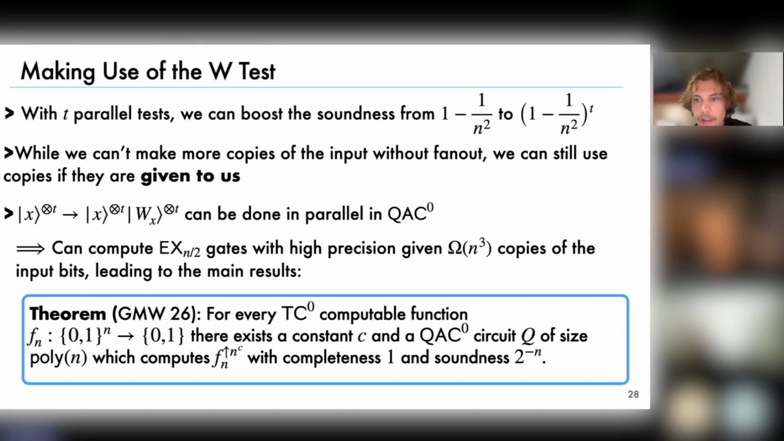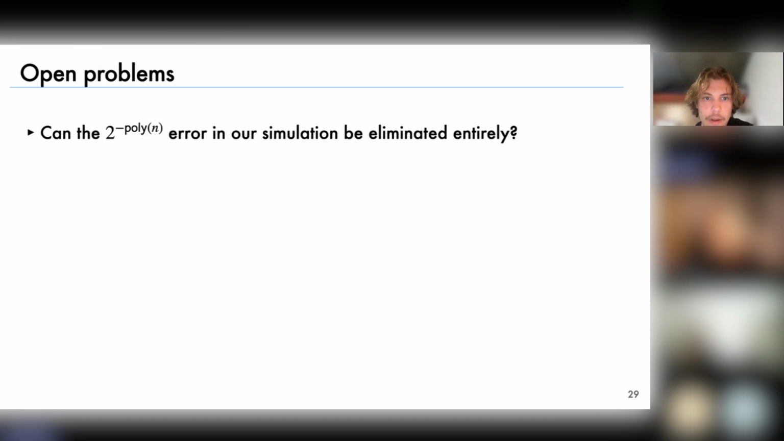Yeah, so this is I guess the last of the technical stuff. I have a couple of open questions I can mention, and then we can talk some more. The first question is whether this soundness error can be eliminated. In the way that we're doing it with this W test, we are always going to have some amount of soundness error. It seems like some very, very new approach is going to be needed to get around this, if it's possible, but I'm not sure if it is.